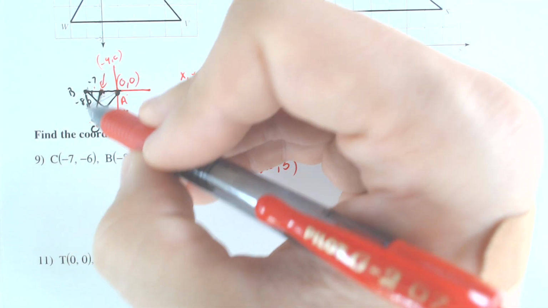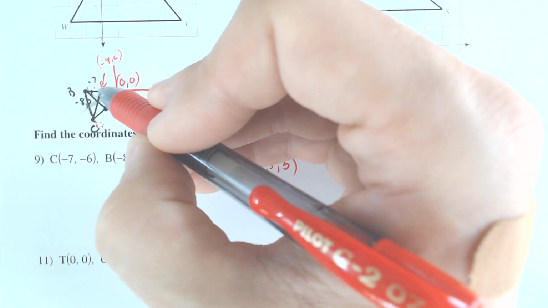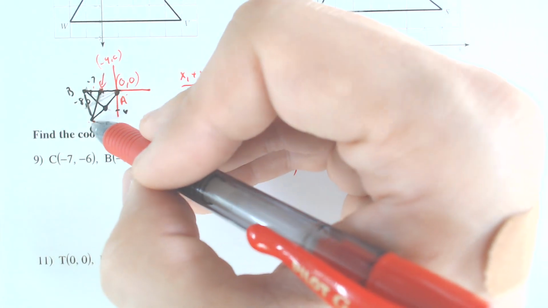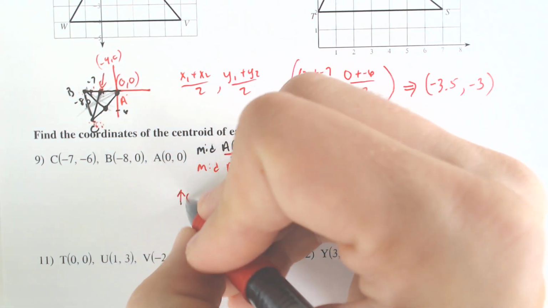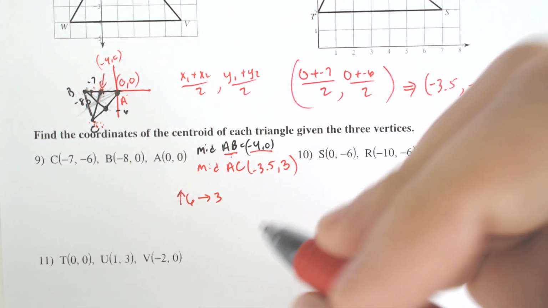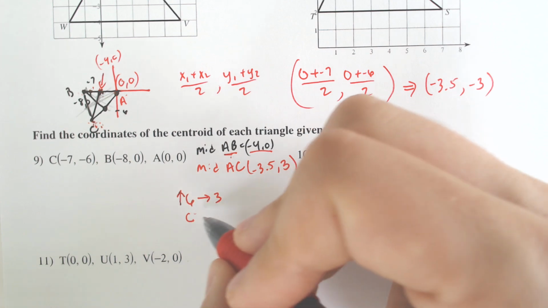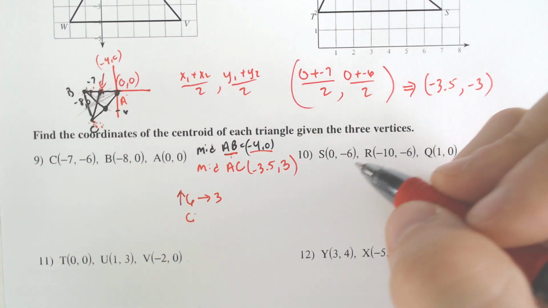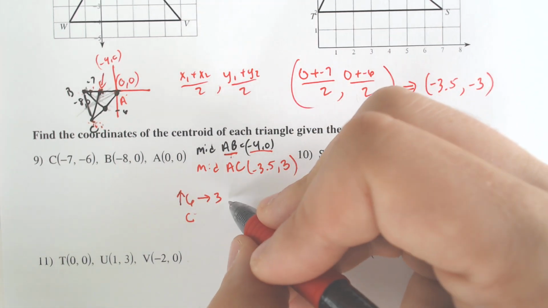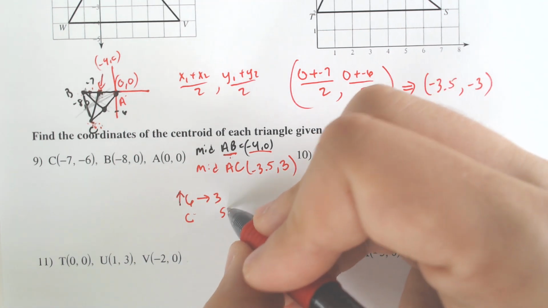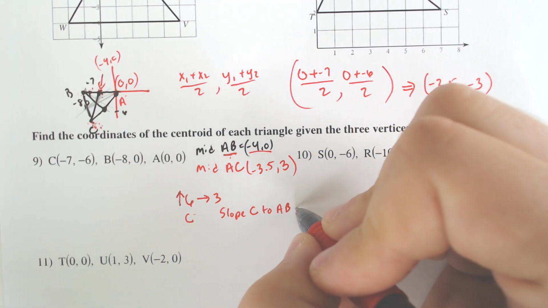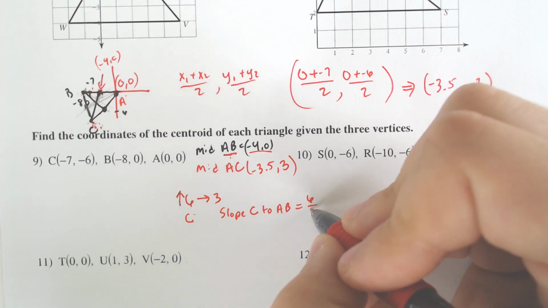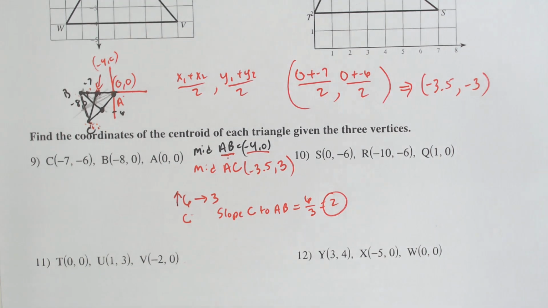From point C, we went up by 6 and we went over by 3. Okay, so we went up by 6, over by 3. I think I said 2 the first time. Up by 6, over by 3. So if we went up by 6 and over by 3 from point C to the midpoint of AB, that means that the slope from C to AB is equal to 6 over 3, better known as 2.